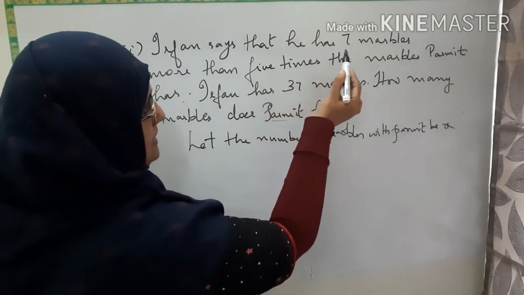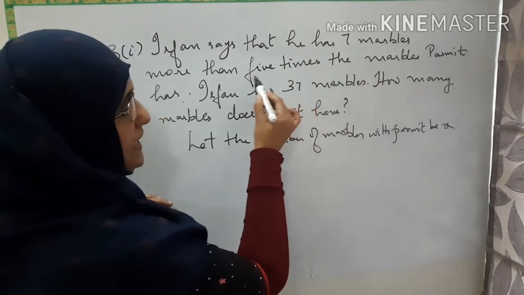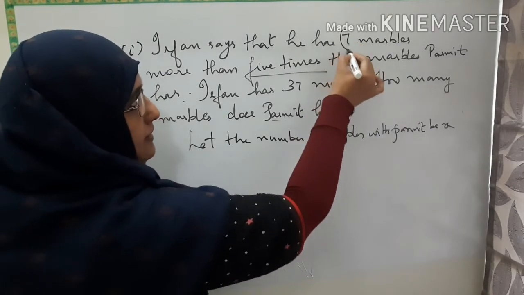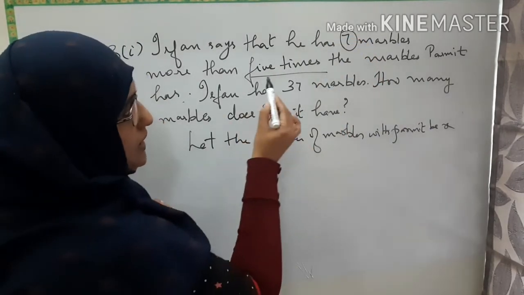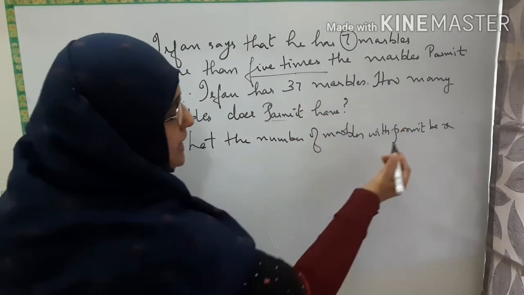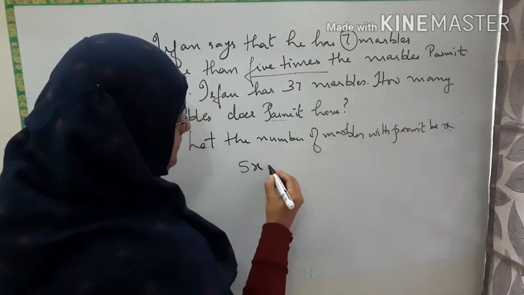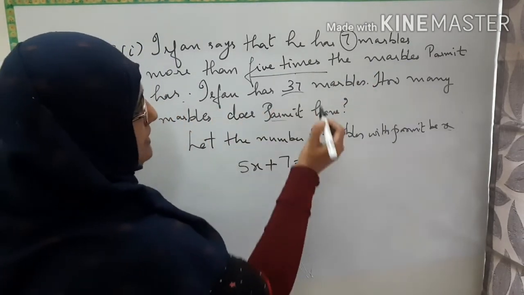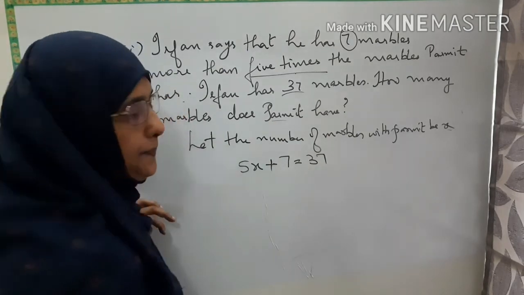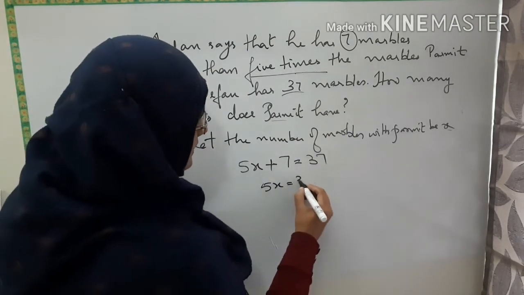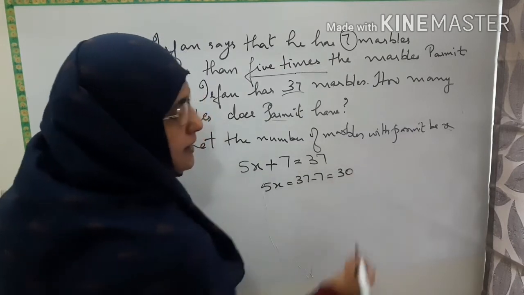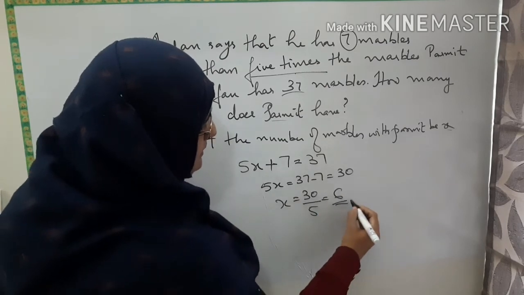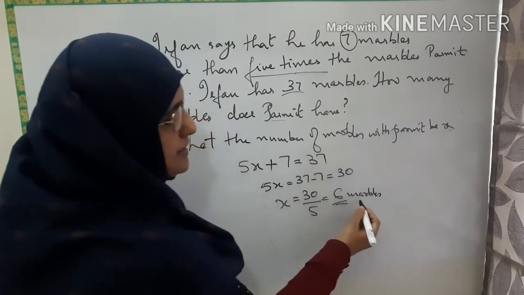Now what is given? Irfan says that he has 7 marbles more than 5 times the marbles Parmit has. 7 more than, that is plus 7. More than what? 5 times the marbles Parmit has. 5 times x, means 5x plus 7 equals what? Irfan has 37 marbles, equals 37. So 5x equals 37 minus 7, that is 30. Then x equals 30 by 5, that is 6 marbles. Parmit has 6 marbles.